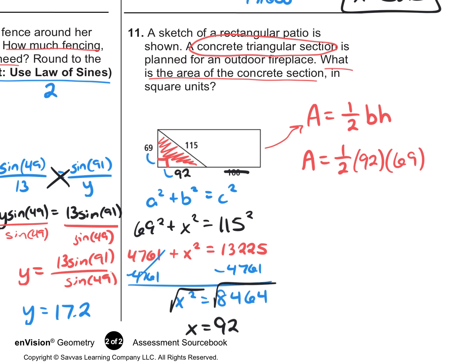So what do I need to do with these three terms? Multiply all of them together. These three terms right here, multiply. When you multiply those together, you get 3,174. That is your area.